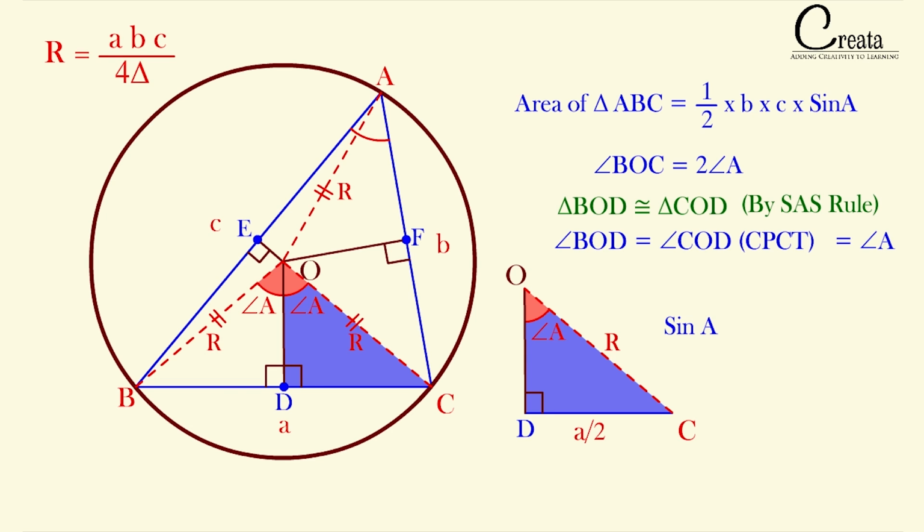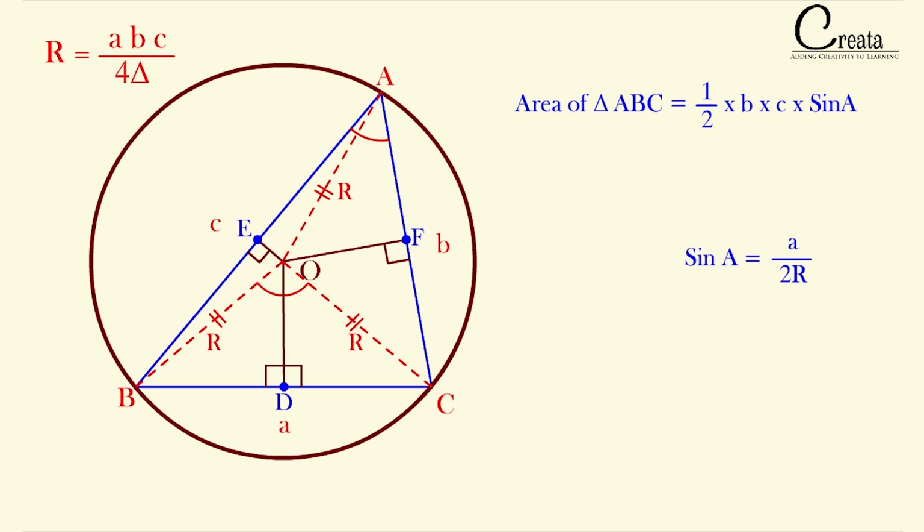We will apply the basic formula of trigonometry, that is sine is equal to perpendicular over hypotenuse, that is sine A is equal to a by 2 upon R. Okay, a by 2 is the perpendicular which is opposite to angle A, and R is the hypotenuse which is opposite to 90-degree angle. This concept we have covered in the trigonometry. We got sine A is equal to a upon 2R.